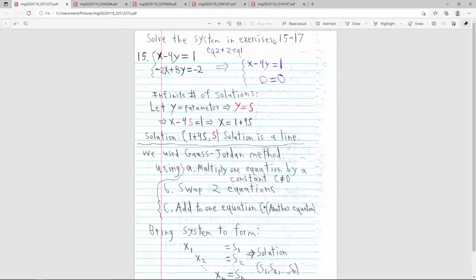Here's one. Solve the system in exercises 15 through 17. So we're just solving a system now, and I'm going to explain very quickly the basic process. But first look at the example.